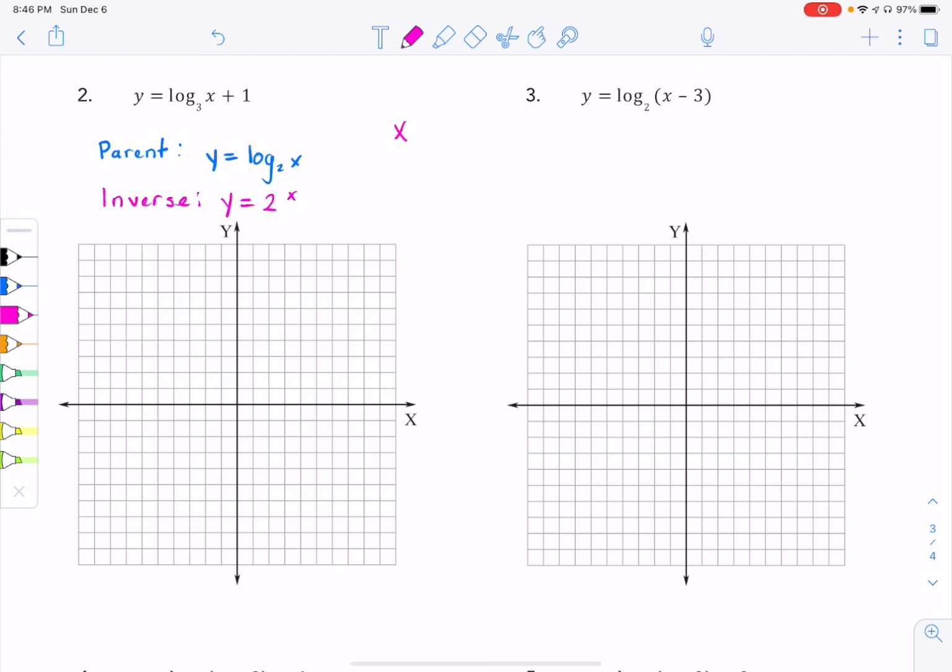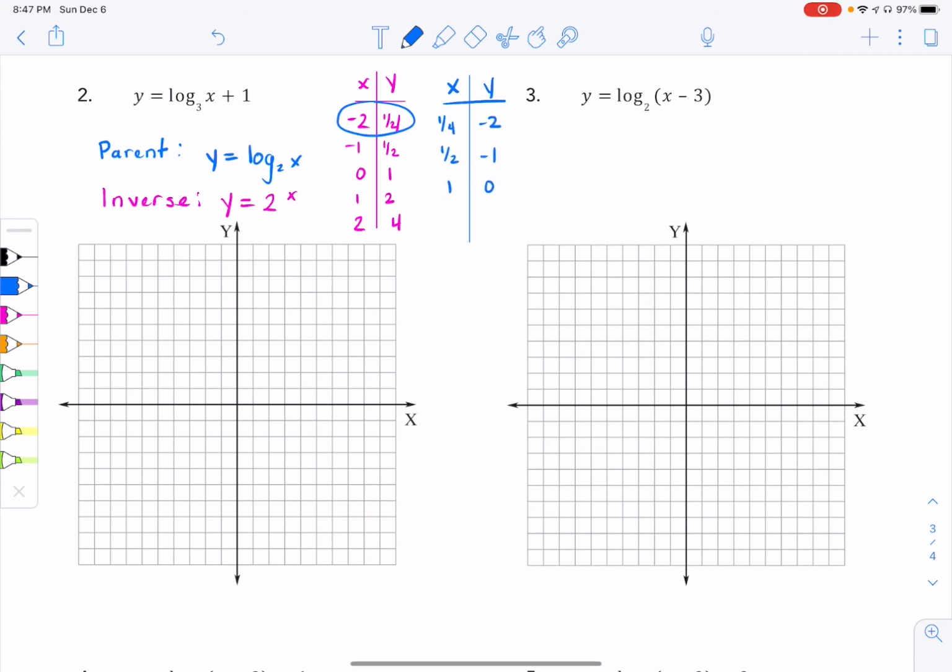But if I make a table of values, I have -2, 1/4, -1, 1/2, 0, 1, 1, 2, 2, 4. And then I'm going to switch these points for my parent function. So I'm not actually going to graph these, I'm just using these to switch them. My new table of values, when I switch these points, is going to be 1/4, -2, 1/2, -1, 1, 0, 2, 1, 4, 2.